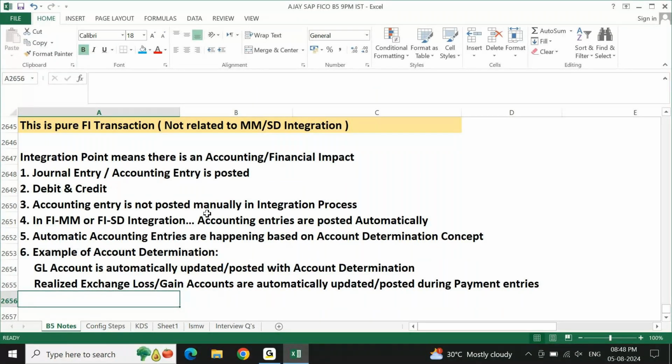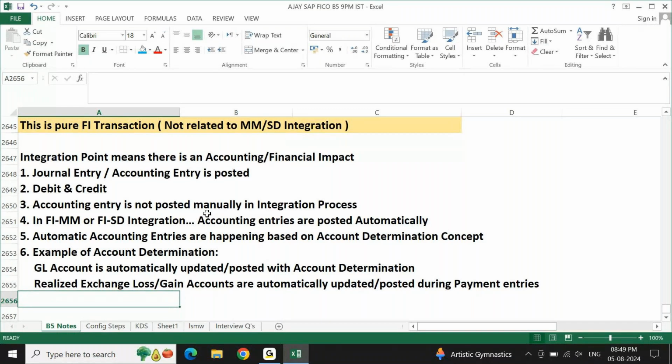Whenever you were processing any payment, you would have got one error called exchange rate difference accounts are incomplete. For this, you would have configured OBA1, OB09, wherein you have selected the respective GL account, accounts payable or accounts receivable. Against that GL account, you have updated realized exchange loss account, realized exchange gain account. Based on this, the system is automatically adding an additional line item called exchange rate loss or exchange rate gain, though you are not giving it manually. Even though you are not giving it manually, automatically at the time of simulation entries are coming. That is because of your account determination, whatever you are maintaining.